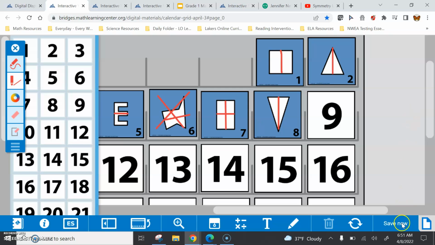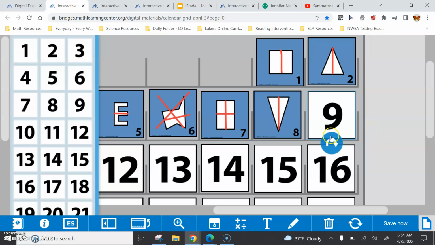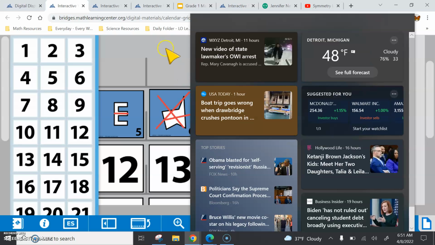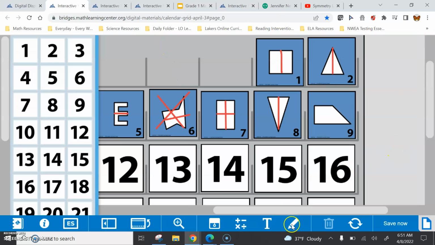All right. Very good. And since it's going to be Saturday tomorrow and we won't be in school, let's find out what tomorrow's card will be. Whoa. We have a quadrilateral, a four-sided shape. Not sure why that came up.